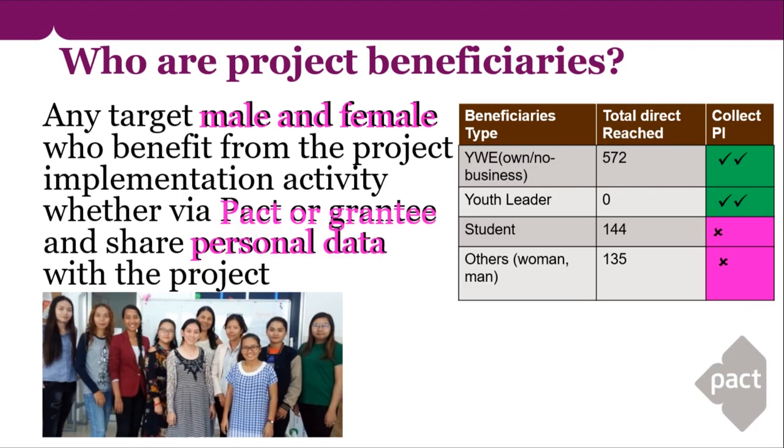This table shows the data of the Act project reach from the beginning up to December 2019. We have different types of project beneficiaries, such as young women entrepreneurs, youth leaders, students, and other women and men. But for this policy, we will only collect personal information from young women entrepreneurs and youth leaders.